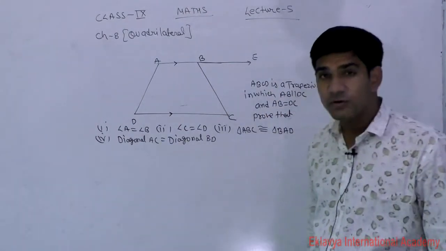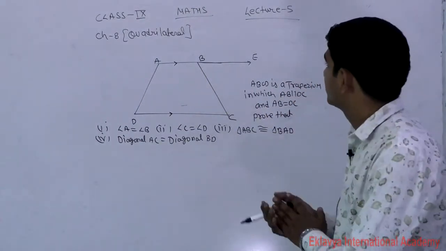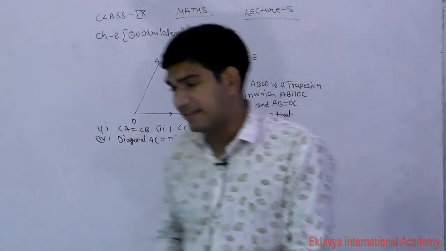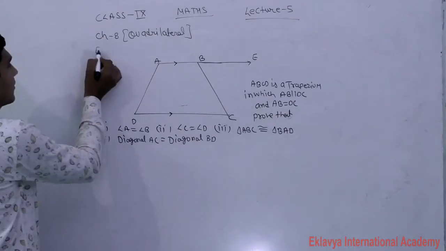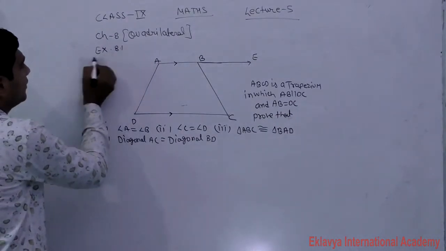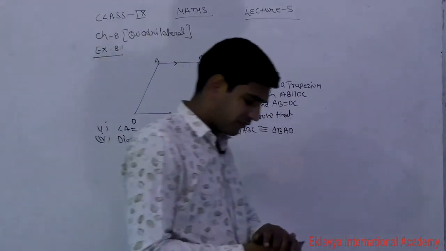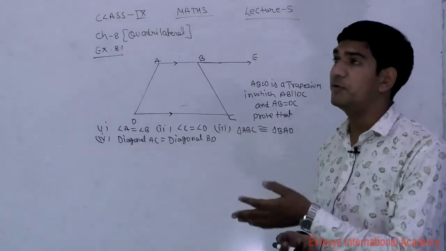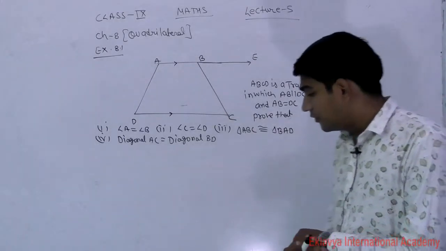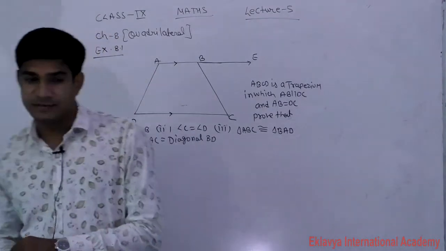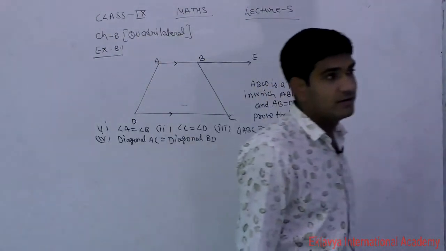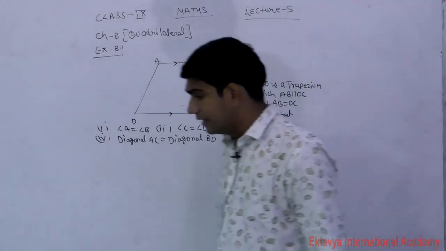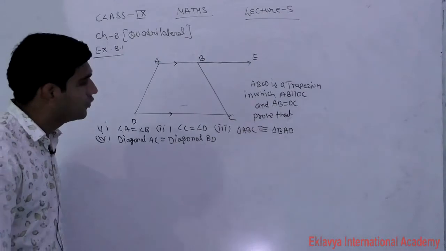Now, in today's lecture, we will discuss class 9th math. Chapter 8, Quadrilaterals, Exercise 8.1, the last question. In that question, what is given to you? ABCD is the trapezium. Before that, in lecture 4, we already discussed different questions based on congruency and the properties of the parallelogram. Understand? Now, in that question, students, what is given to you?